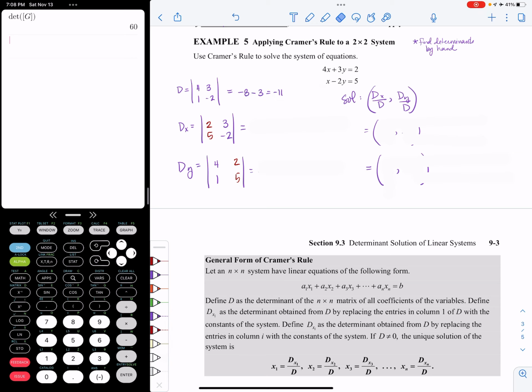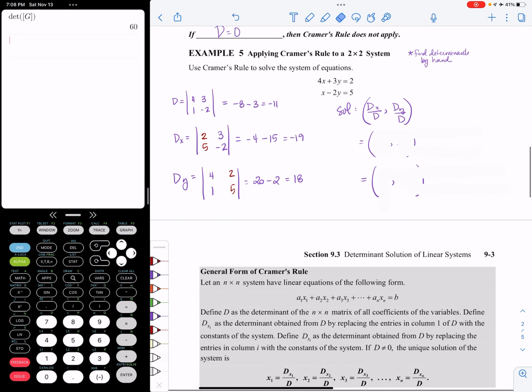Notice that to get d sub x, I've taken my constants and replaced the x's with the constants. I left the y's alone, and I got my determinant sub x as negative 19. And then for d sub y, we'll take our constants and replace the y's with our constants, leave the x's alone. And so we'll have 18 for d sub y.